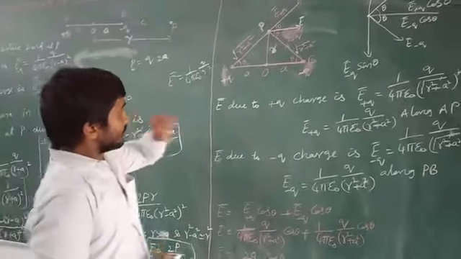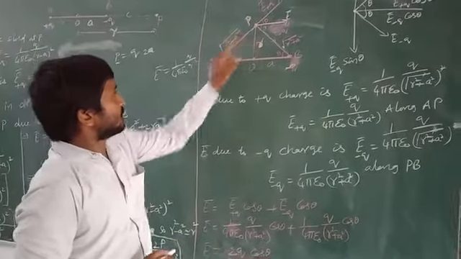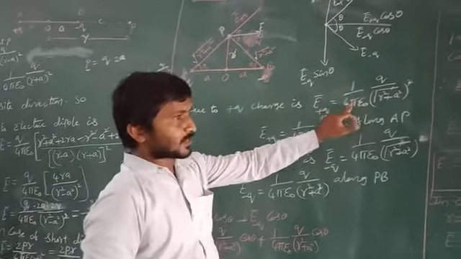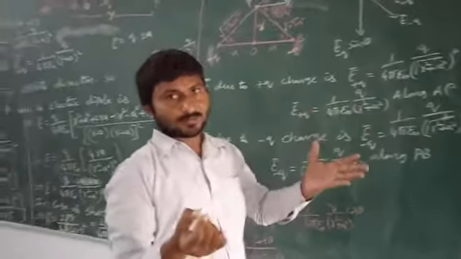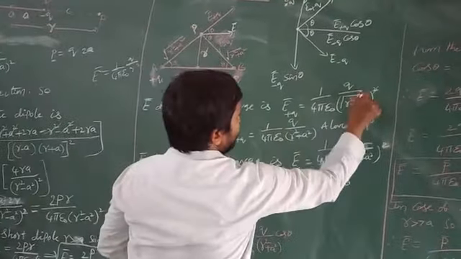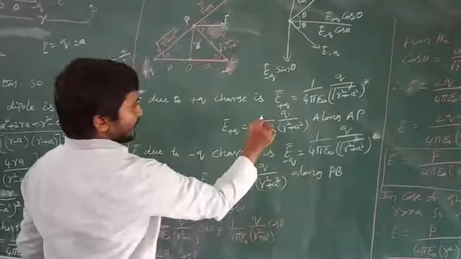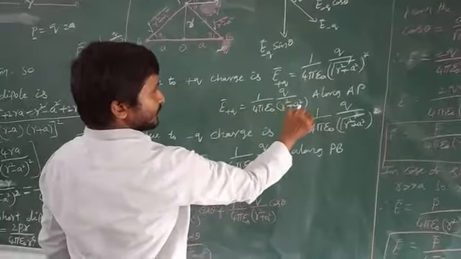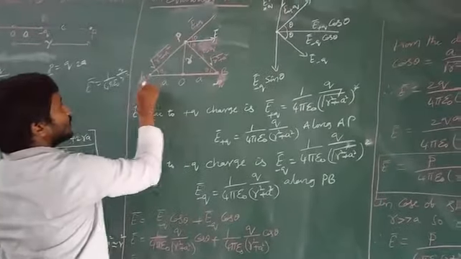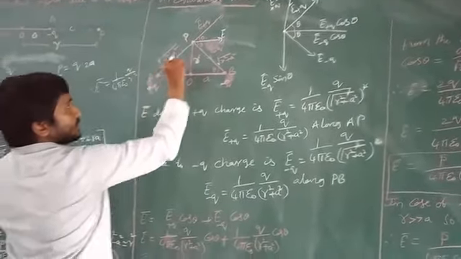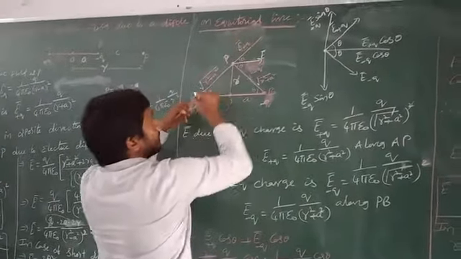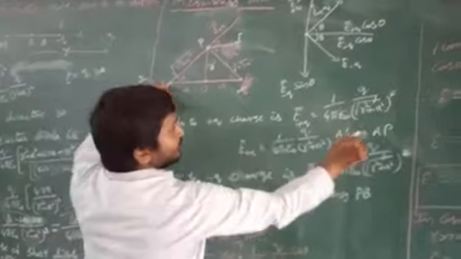Now the intensity of electric field at P due to this charge is given by E bar plus q equal to 1 by 4 pi epsilon naught q by (root of r square plus a square) whole squared. The square root cancels, and we get 1 by 4 pi epsilon naught q by (r square plus a square). This is the intensity of electric field at P due to plus q charge. This intensity E bar plus q acts along the AB direction.